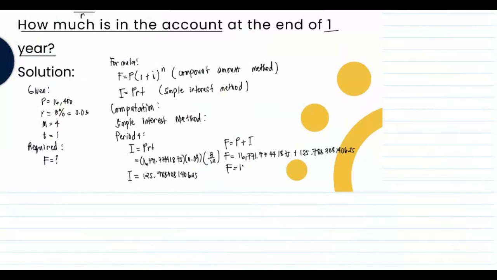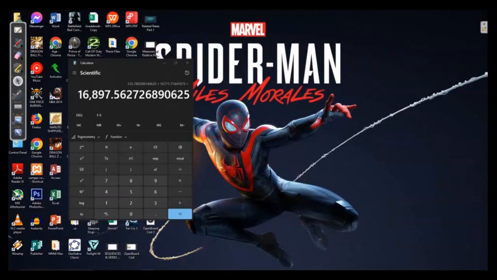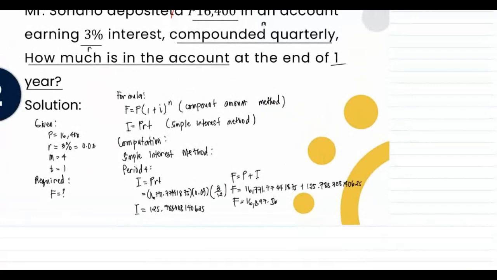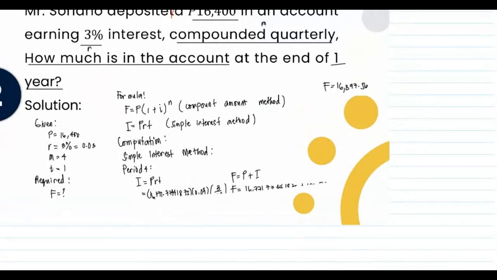Since we don't need more than our final values, we could just have 16,897.56. So answering the problem, how much would be in the account at the end of the year? That would be 16,897.56. So this is the expected value we get once we use the formula, since, as I said, the idea is from doing periodic addition to our simple interest.